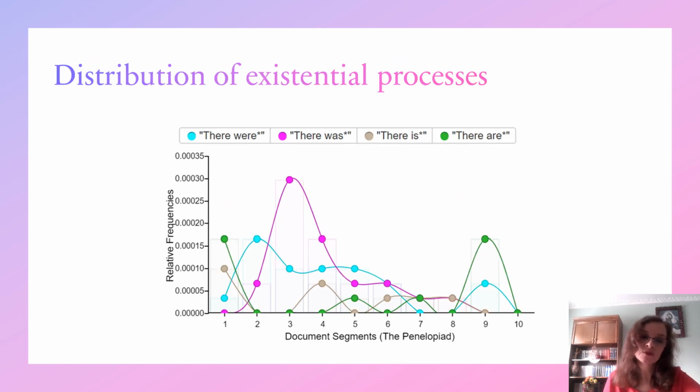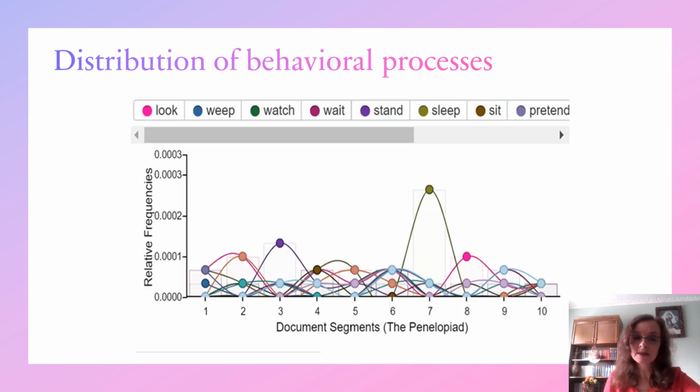Then we follow the distribution of other types, such as existential processes, mostly in the construction there is, there are. We can see that existential processes prevail at the beginning of the narrative as they introduce the characters and the setting of the novel. Then we can see the distribution of the behavioral processes, which are distributed more or less evenly throughout the body, though some of them stand out, such as the verb to sleep.